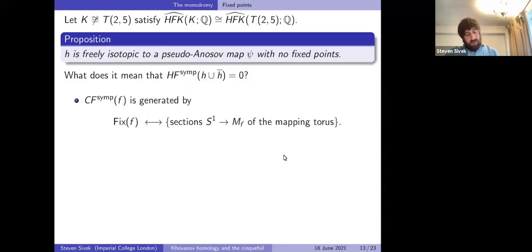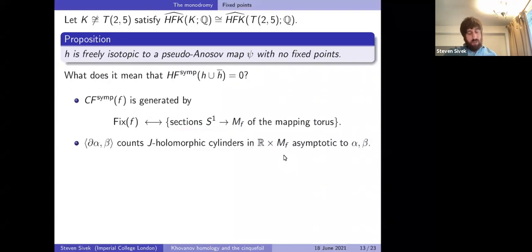Well, the chain complex for symplectic Floer homology is generated, again, by fixed points of F. And you can think of these as being generated by sections of the mapping torus. You take the mapping torus of F and you have a section corresponding to any fixed point. If you have a period 2 point, you might have a multi-section where you wrap around the circle direction twice and so on. But really, we're just looking at these very natural sections.